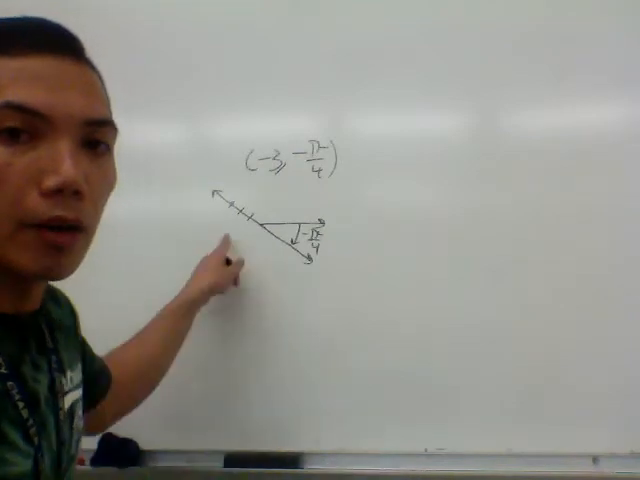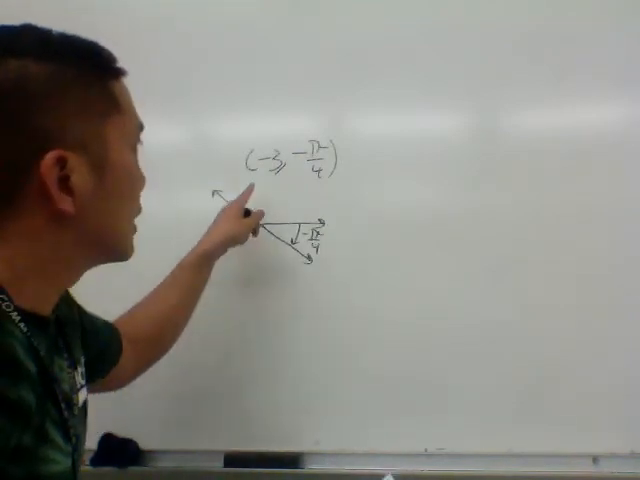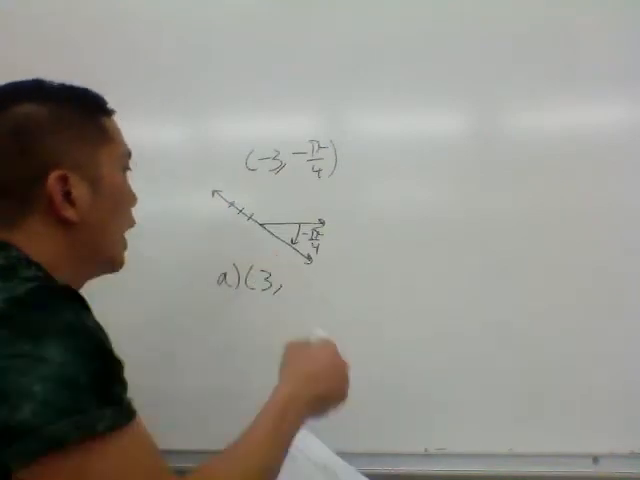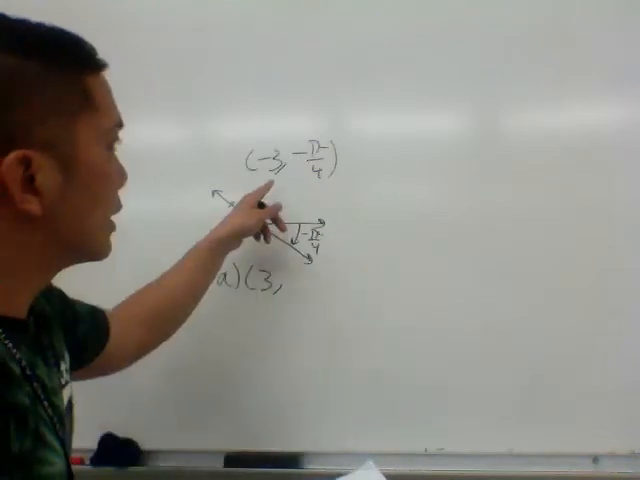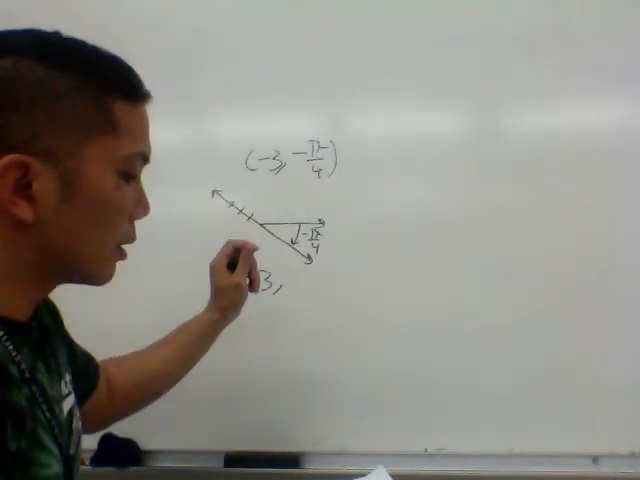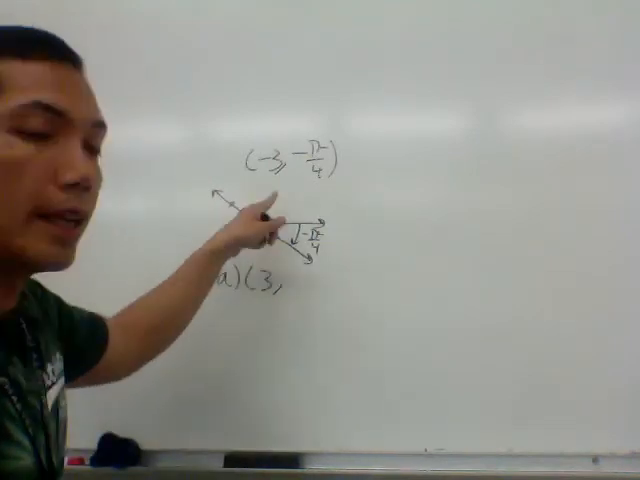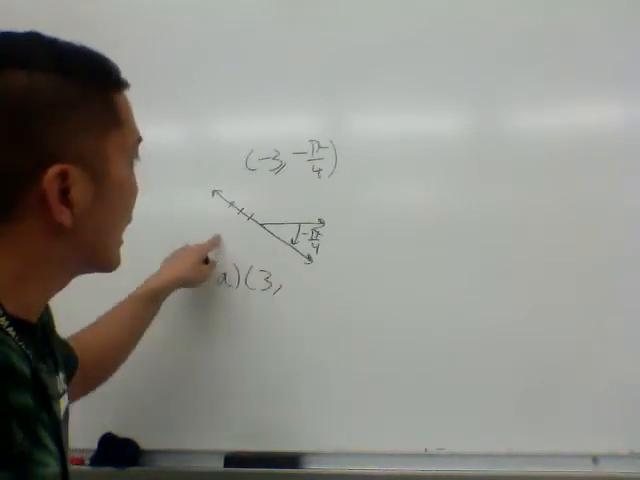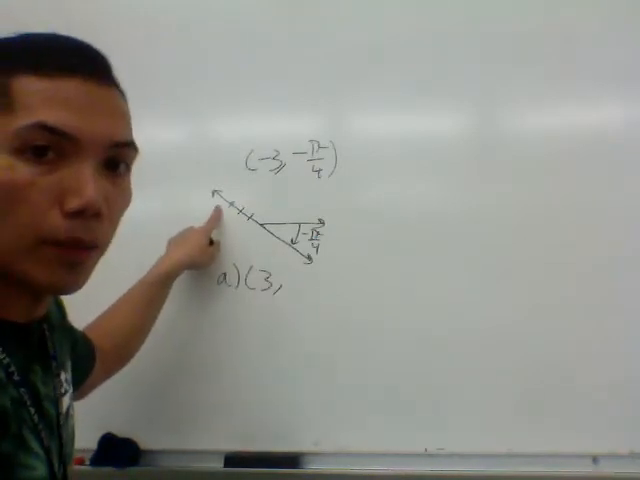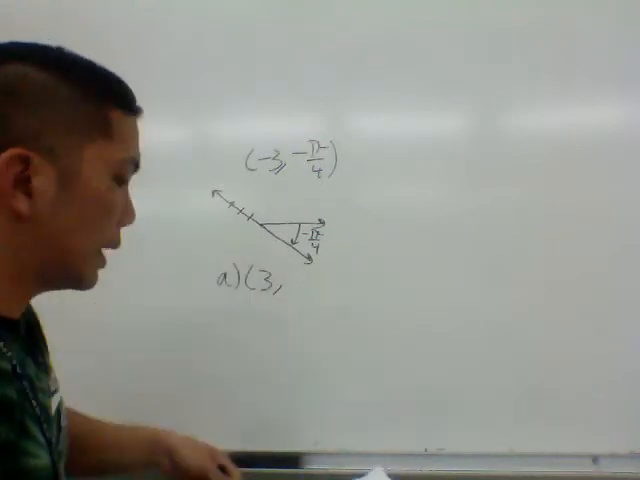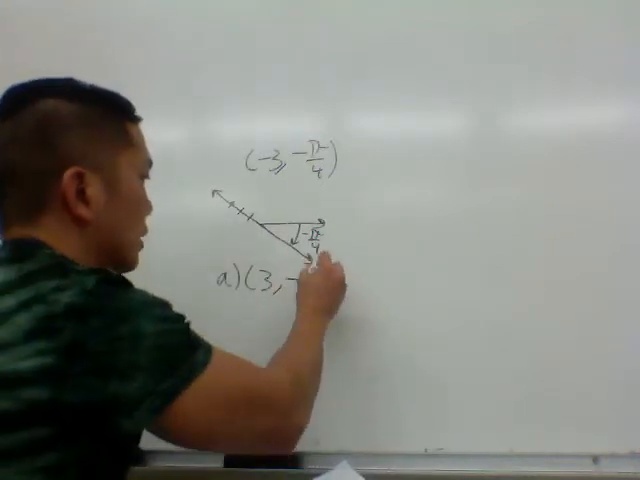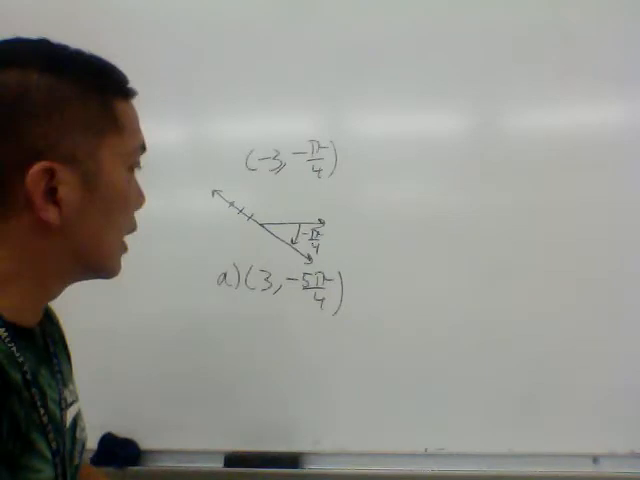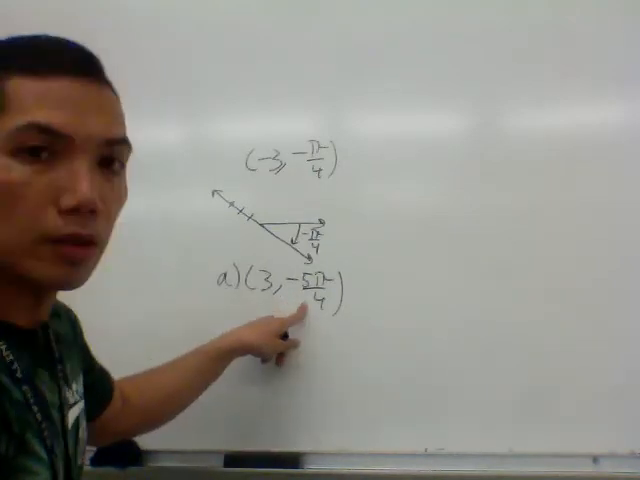Now, for letter A, I want r to be positive, so r is going to be 3, and I want the angle to be between negative 2 pi and 0. If I look here, I need my angle to be negative. The best way to do it is to look at my picture, and ask what this angle is going this way in the negative direction. Well, the angle going this way is negative 5 pi over 4. So I'm really just looking at the picture and determining the angles from the picture.